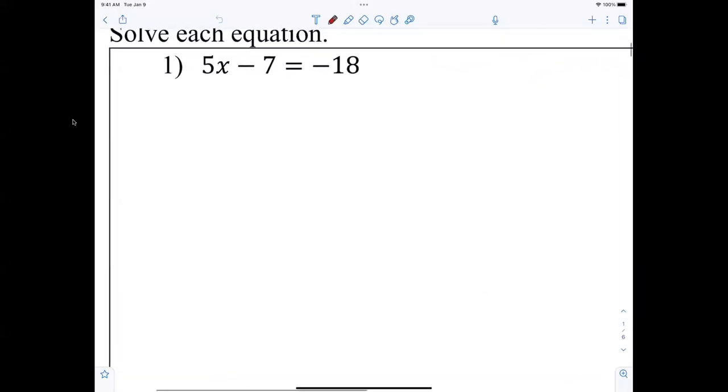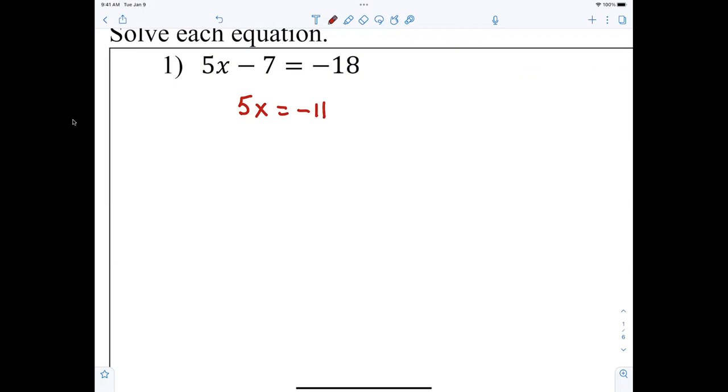All right. So how do I undo this? Go ahead. Yeah, 7. Add 7. Now, because we are brilliant, we can say 5x equals what? -11. That's correct. Now, when you get into advanced math, the numbers don't always have to work out perfectly. You're allowed to get fractions.